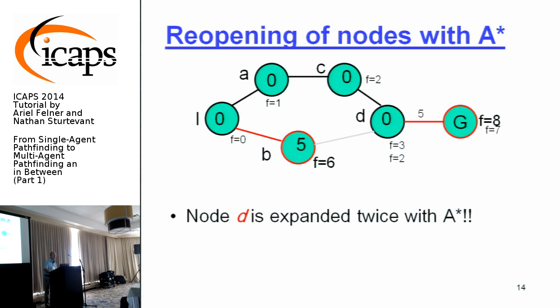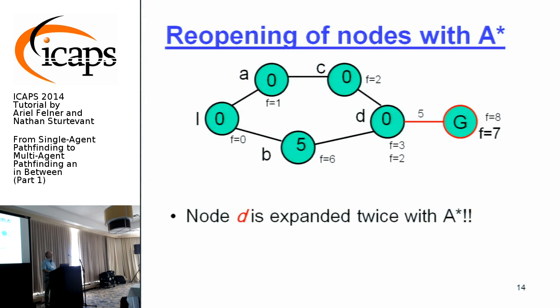D is expanded, generates G with F equals 8. Okay, now I expand node B. I generate D again. If I do not want to reopen it, then I at least move the parent pointer. If I do open it, then I'm getting to this node twice, and now I will see the path of 7, which is the shortest path here. So node D is expanded twice with A star.